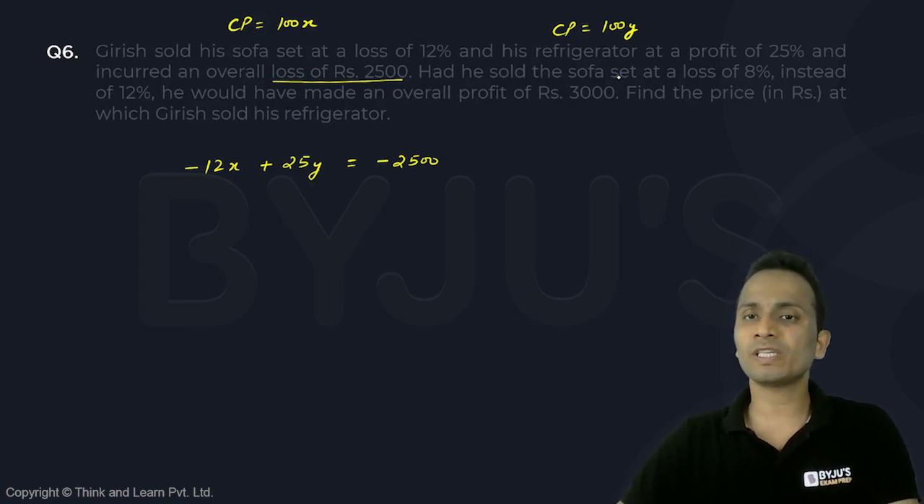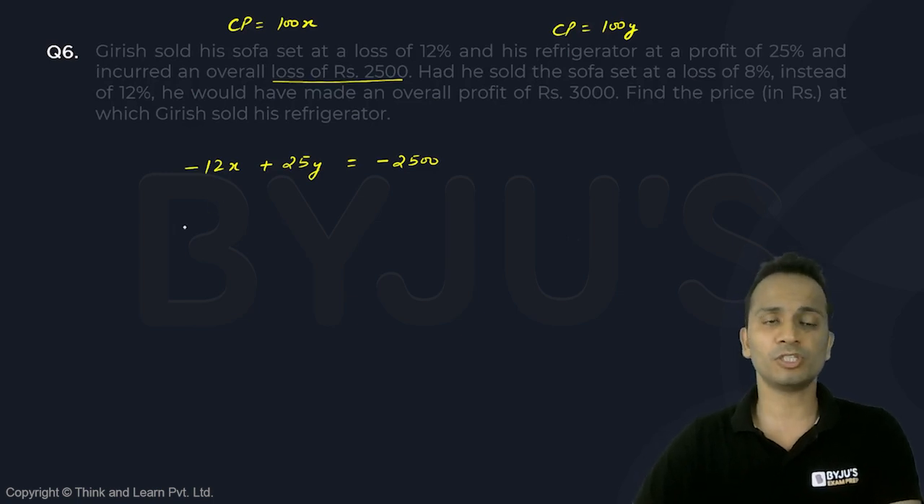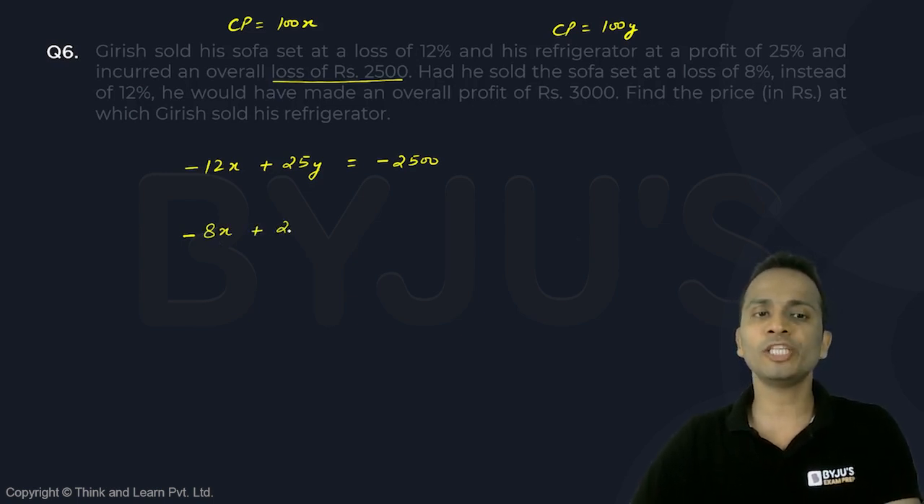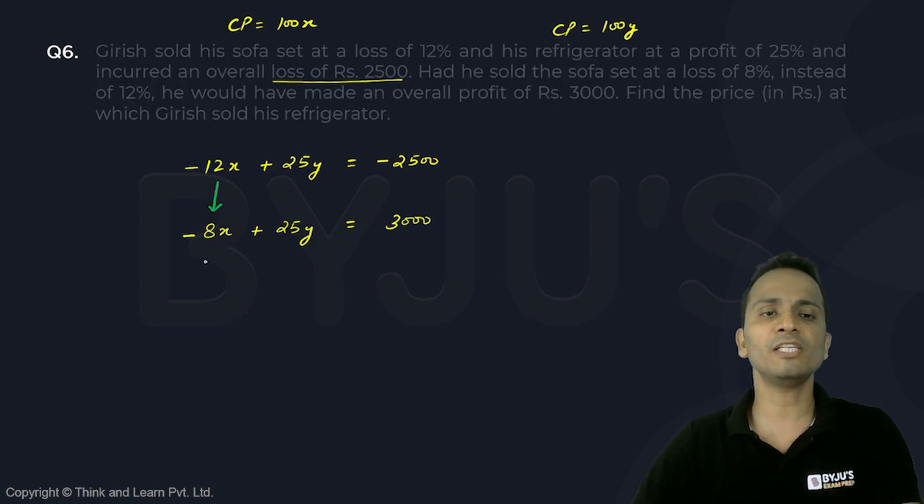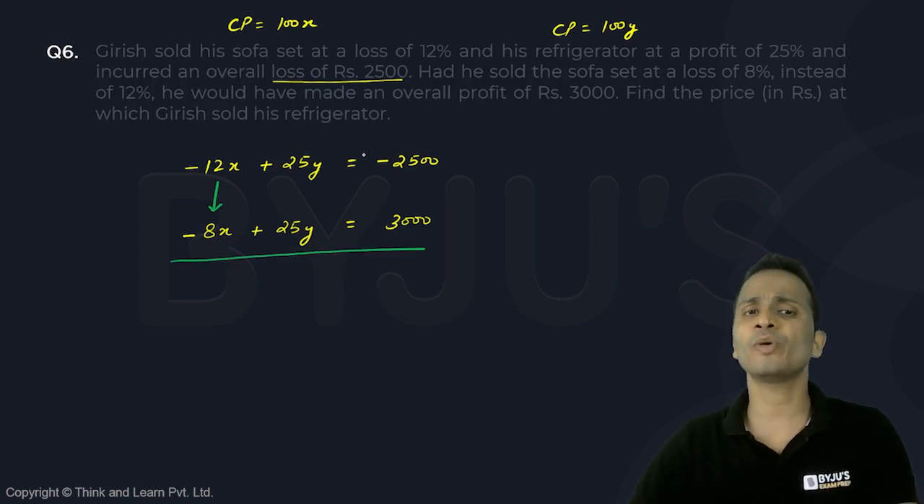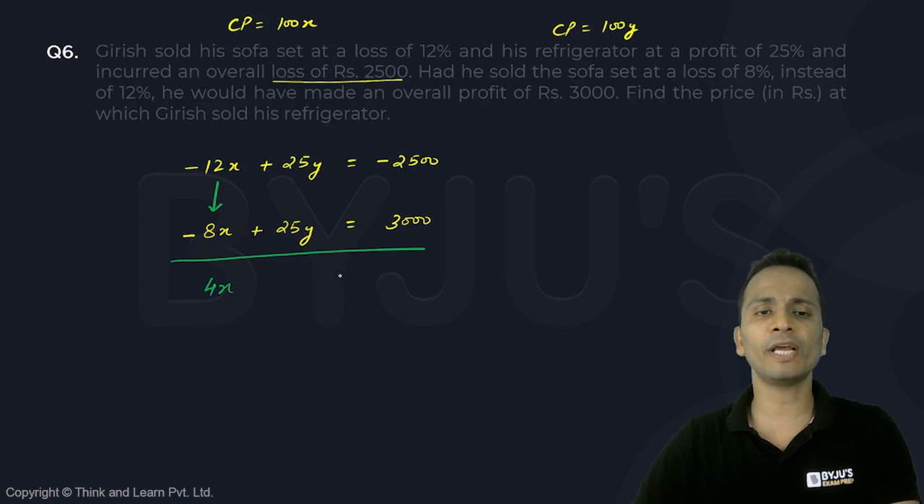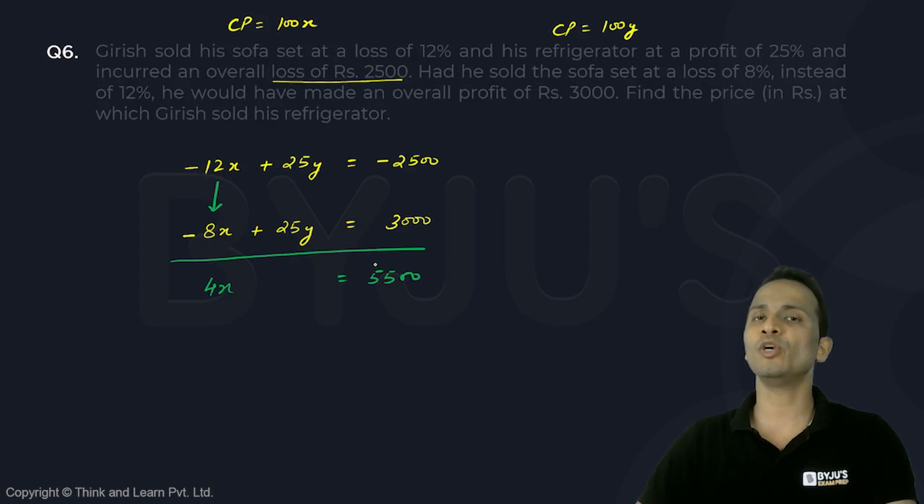Now, had he sold the sofa set at a loss of 8% instead of 12%? That means if the sofa set would have been sold at a loss of 8%, that is minus 8x, and there is no change on the refrigerator, so it still has a profit of 25%, then the net profit would have been 3000. Now you can solve this. If I take the difference, second equation minus first equation, I can say that 4x is equal to 5500. All right, 4x is equal to 5500.